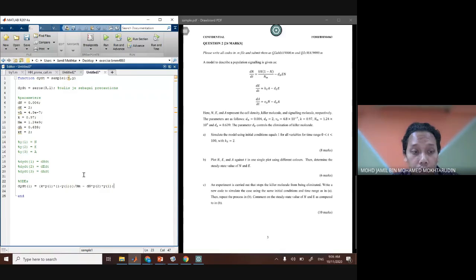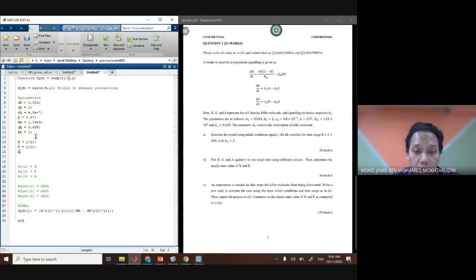Cara lain yang boleh korang buat ialah maybe you can define the variables first. Okay, for example, n equals y1, e equals y2, a equals y3. Kalau kita dah define kat sini boleh terus tukar je n, e times n. Okay. So tak adalah confuse sangat.